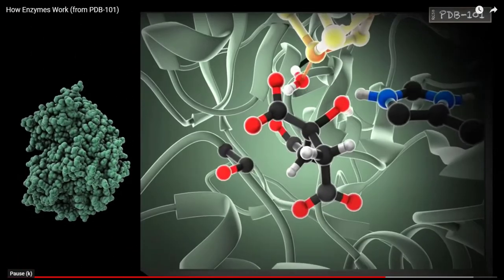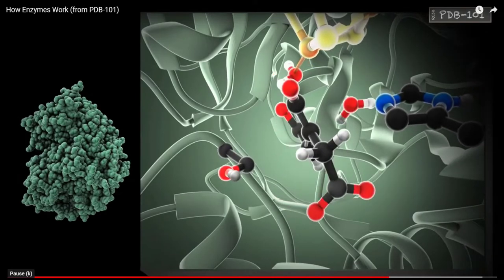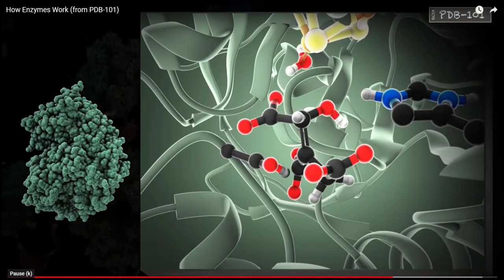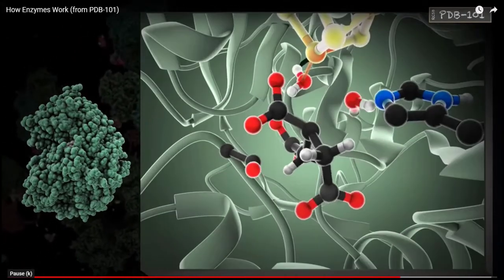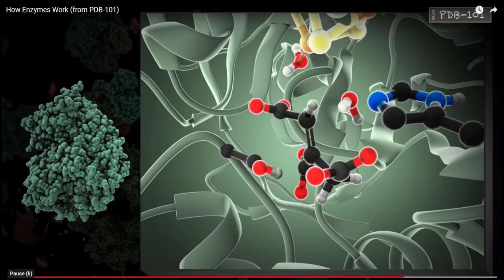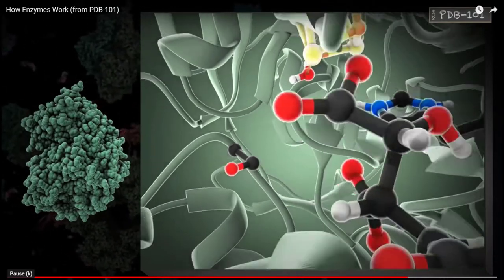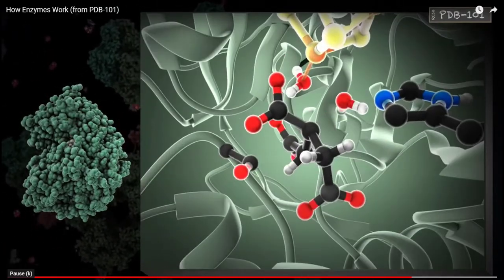Notice that the enzyme itself was not changed by the reaction. It extracted a hydroxyl group and a hydrogen atom, and then put them back, thus starting and ending in the same state. This is the hallmark of a catalyst. When it finishes a reaction, it is ready for the next, so it can perform thousands of reactions in a row.